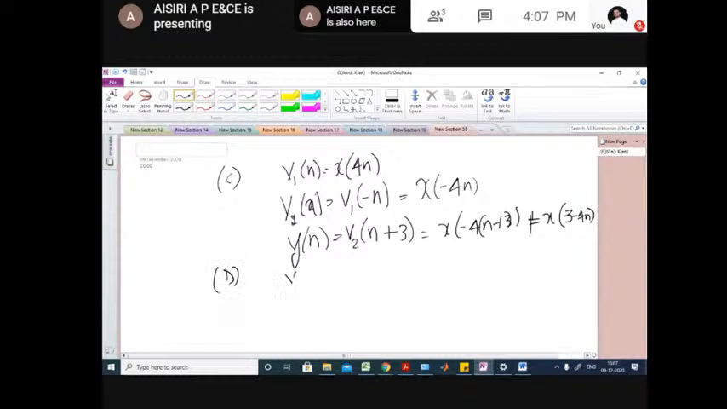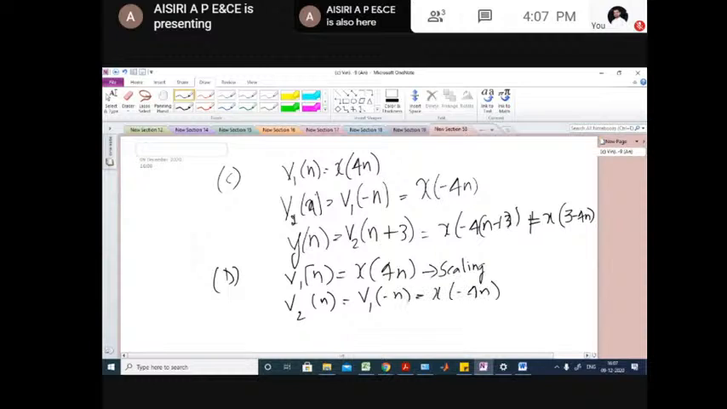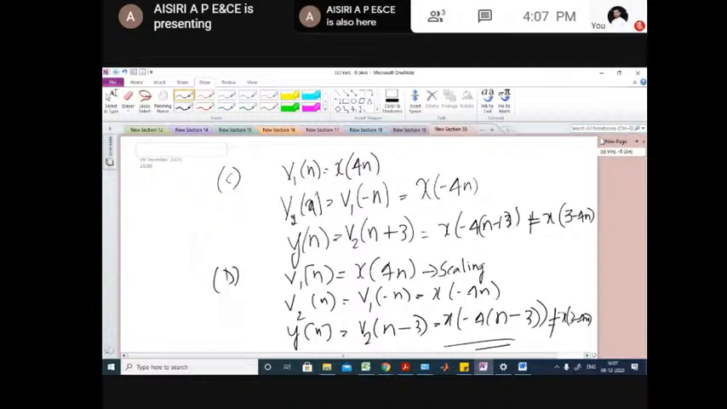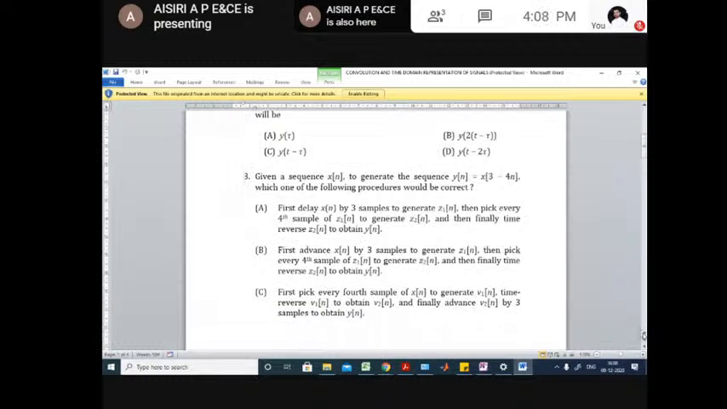Similarly, examining D, it is asking the same thing: take every fourth sample of x of n, which is scaling, and then V2 of n by time reversal, that is x of minus 4n. Then y of n is delaying by 3 units, that is x of minus 4 into n minus 3. This will definitely not be equal to x of 3 minus 4n. So this is how you will find the answer by examining the options given for a particular problem. Now moving on to the next one.